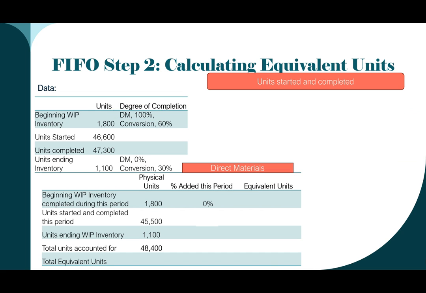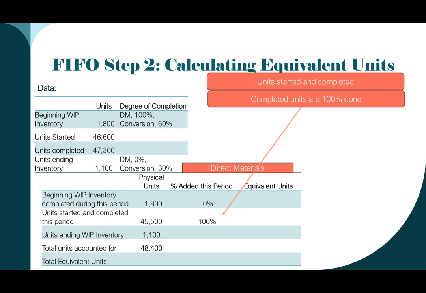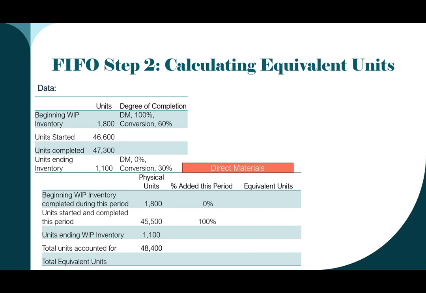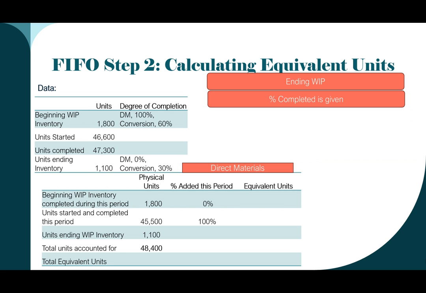Next, we can look at our units started and completed. Again, these units were completed, which means they are 100% done. So we can go ahead and put a 100% in our table. Lastly, we need to look at our units in ending work in process. Our units in ending work in process are still in work in process because they are not done. We are given the degree of completion in our table of information, and we can see that these are actually 0% done with regards to direct materials. I'm going to go ahead and take that amount and plug it into my table.